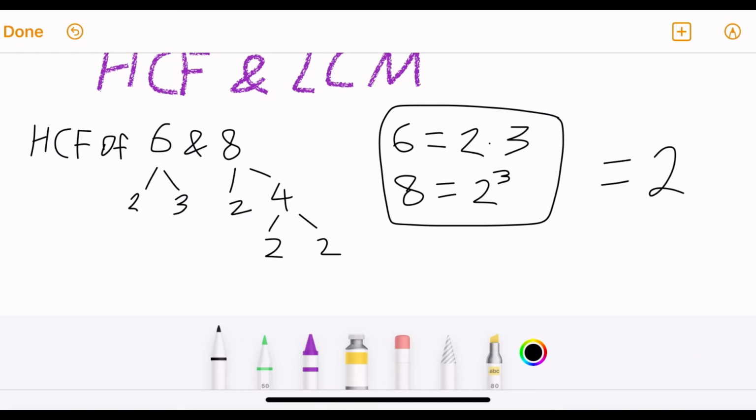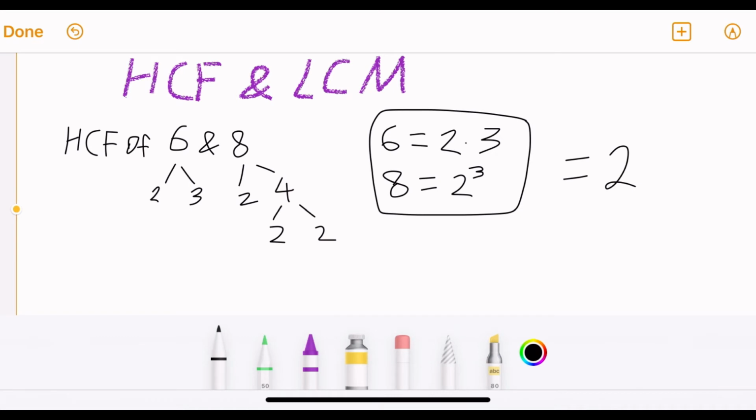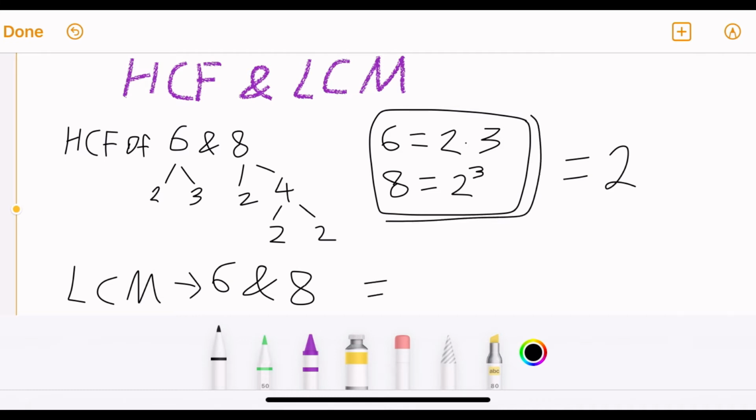And that's done. If we were now to find, with the same numbers 6 and 8, but this time we want to find the lowest common multiple. Well, what do we do now? Actually, we still use this box over here.